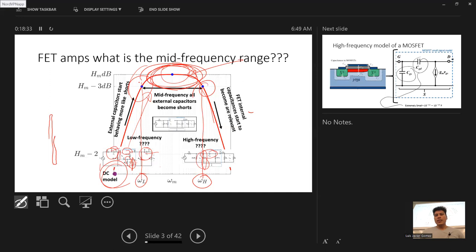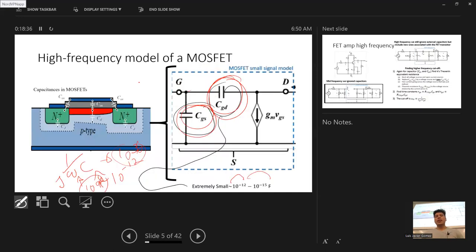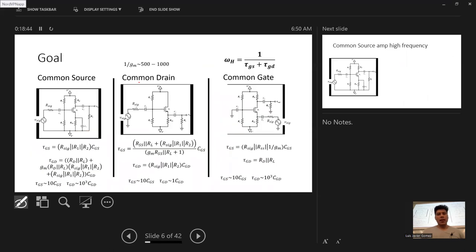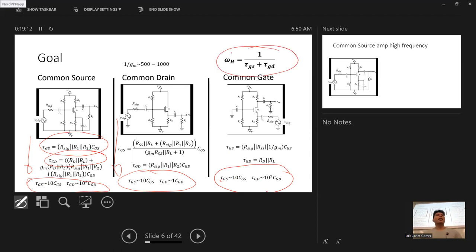Okay. What else is there? Okay. So is this mid-frequency model pretty clear to everyone? Okay. I'm going to very rapidly go over an example. But just so you know, here are the final results of these slides. You can actually find the tau GS, tau GD. And here are some estimates for the actual values for these things, based on the order of resistance that are typically used for these circuits. And once you have the two taus, you can find the omega H by simply one over the addition of the two.